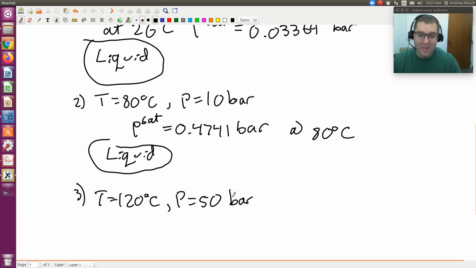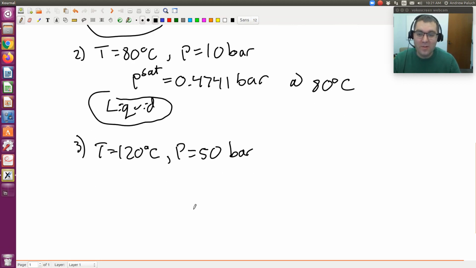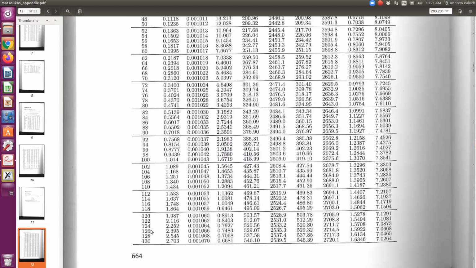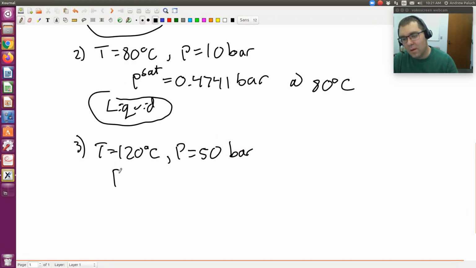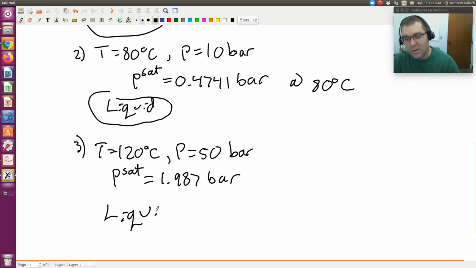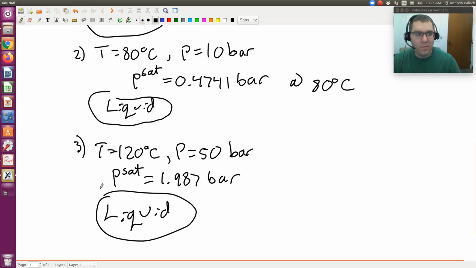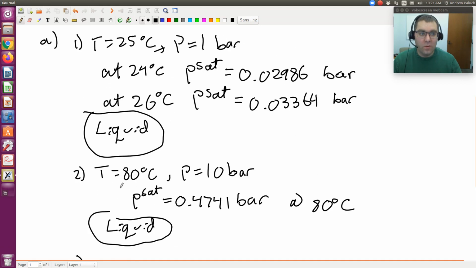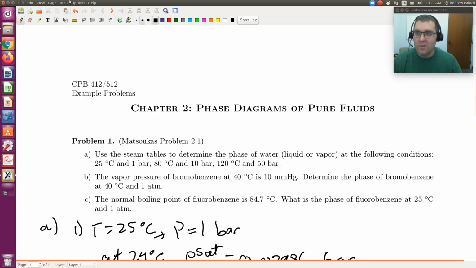All right, I would guess again liquid. We're again at 1 bar, Tsat is 100 degrees C. Well, let's look it up and see what we have. So at 100 degrees C, Psat was equal to 1.987 bars. So since my pressure is greater than Psat at 120 degrees C, we must have a liquid. All right, cool. So that's the first part involving steam.